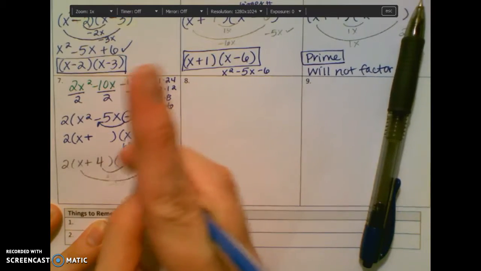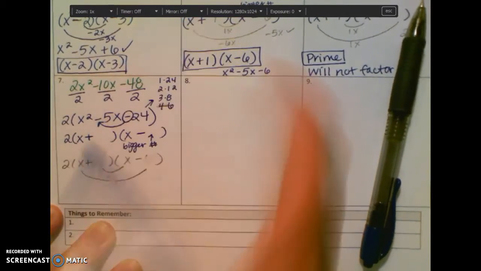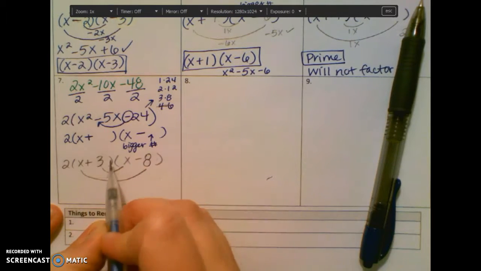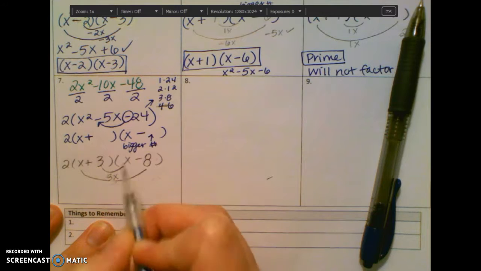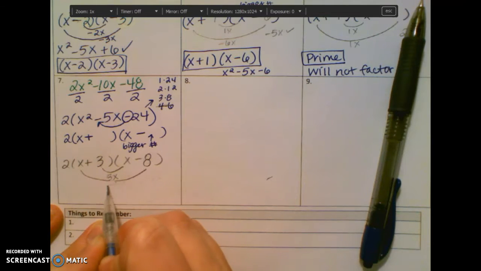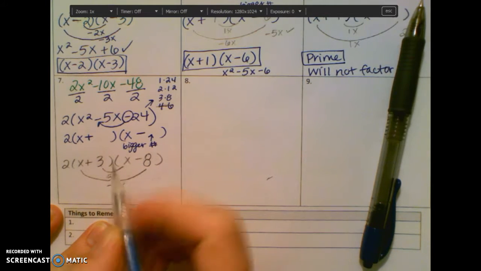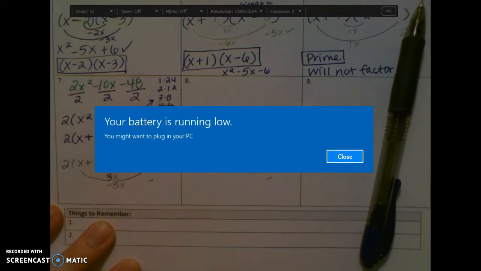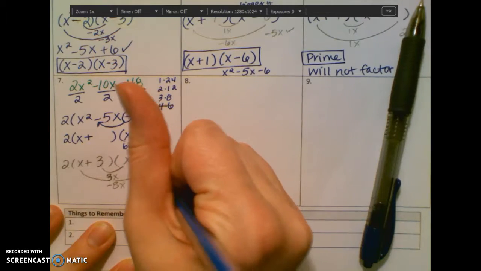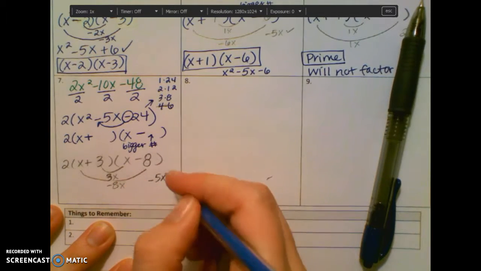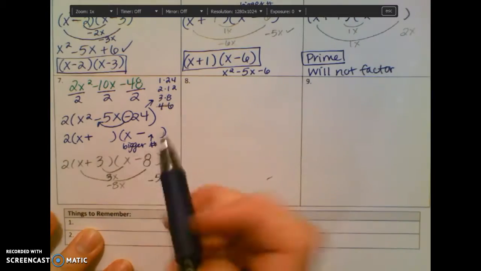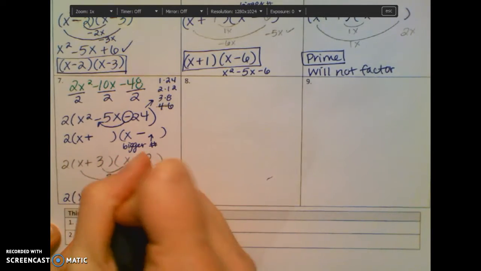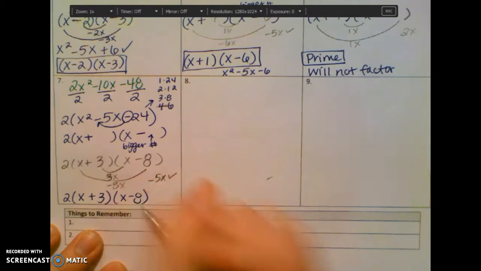So now I'm going to try the 3 and the 8. We need to put the bigger number with the negative sign. So then I have 3 times x is 3x, and negative 8 times x is negative 8x. And now I can add these up, and that gives me a negative 5x, and that is what I want. So that means I know that the 3 and the 8 are correct. So I have 2 times x plus 3 times x minus 8.